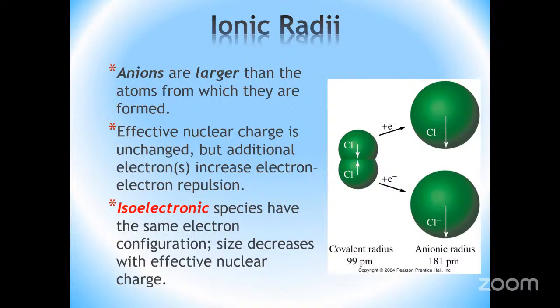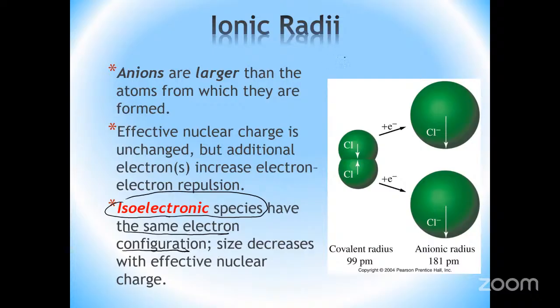Now, there's a term that I'm going to introduce here, which is called isoelectronic. This is usually in reference to a series of atoms and ions that have the same electron configuration. So basically, they have the same number of electrons, and the sizes will be different if you have different nuclear charges. So let me give an example.